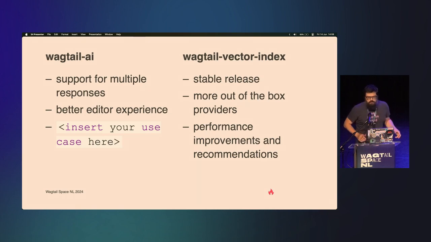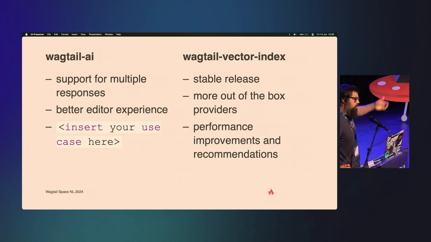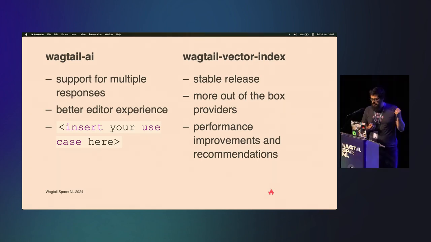Our plan is to further enhance Wagtail AI, so the editorial-facing experience, maybe look at multiple responses, a more seamless editorial process where perhaps it looks at the whole page rather than one single field. And I put there "insert your use case here" because we'd like to hear real user needs and try to see how we can do that holistically.